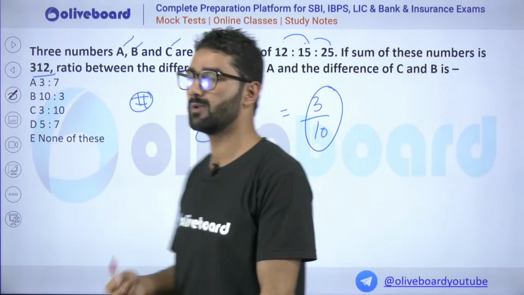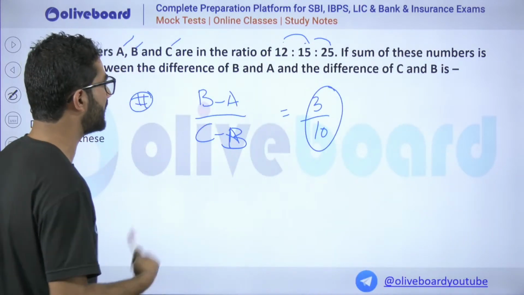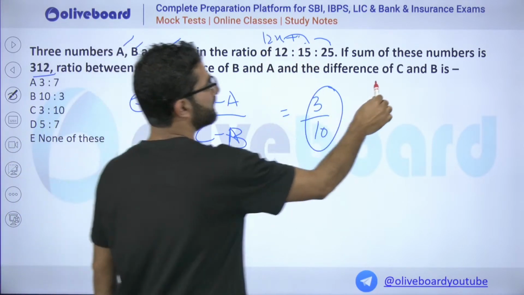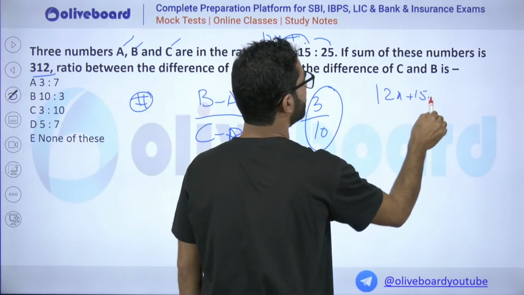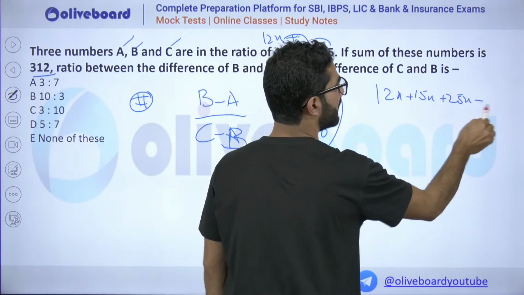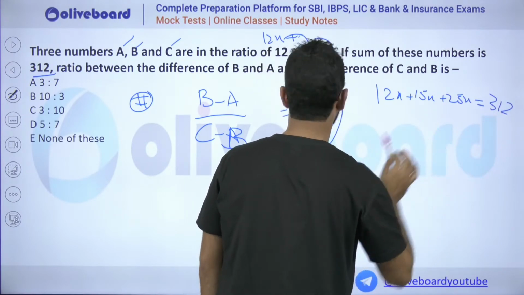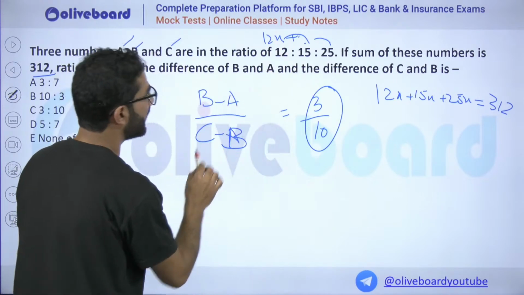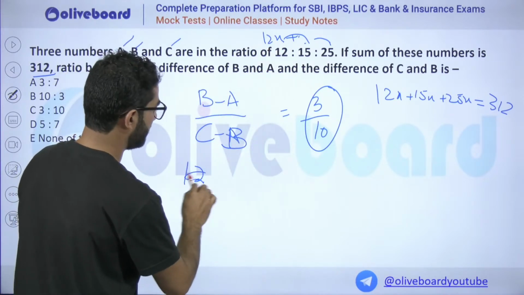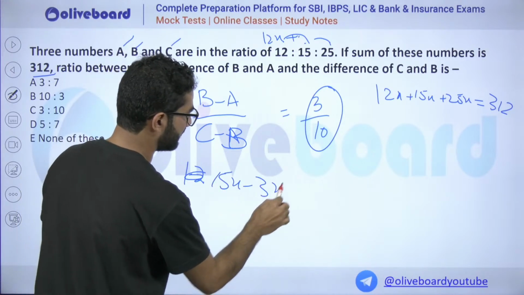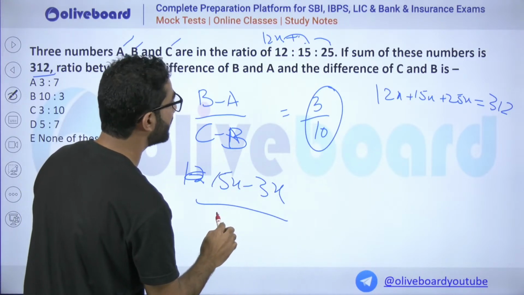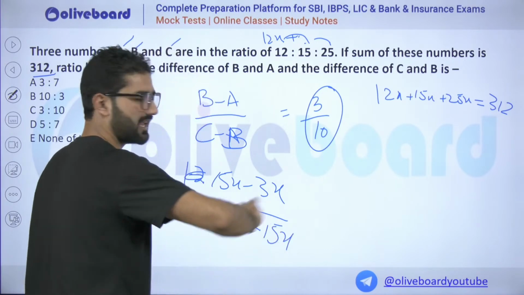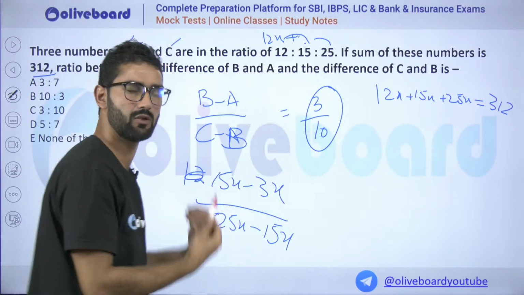Some people want to cross check everything, they will do one thing. They will assume the numbers as 12x, 15x, 25x, so 12x plus 15x plus 25x, then calculate the value of x. When you put the value of x here, it will be 15x minus 12x, and at the denominator 25x minus 15x. Here you can take x as common, just cut it down, and you will get the same value.